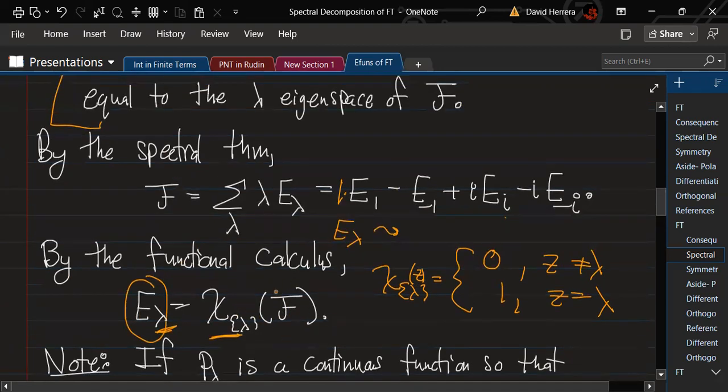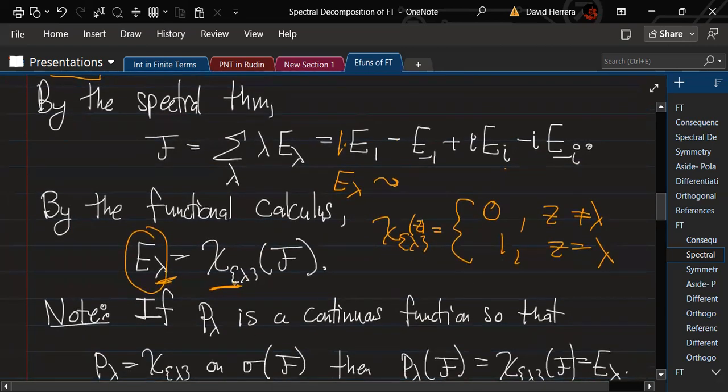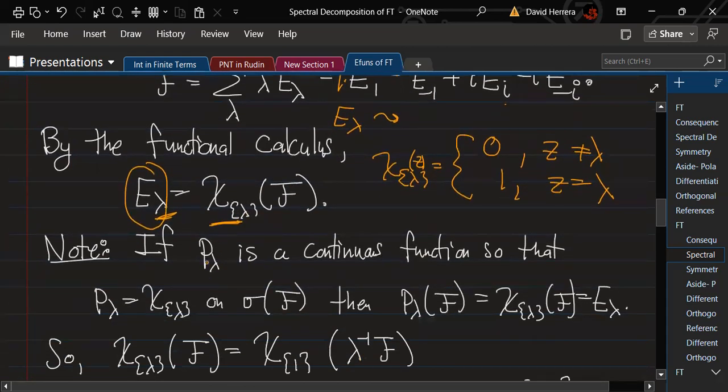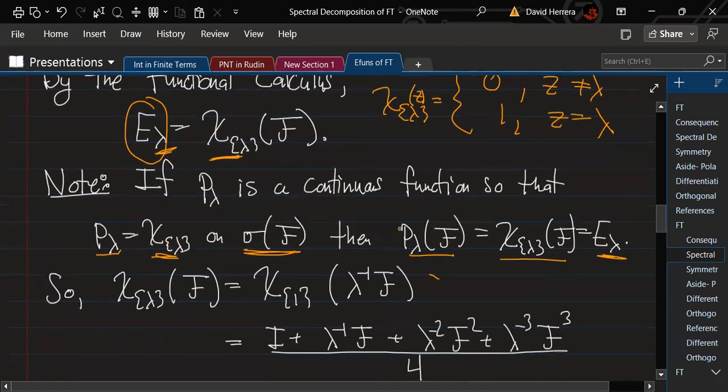Now, because the Fourier transform only has 4 points in its spectrum, plus or minus i, plus or minus 1, all I need is a continuous function p lambda that agrees with the characteristic function on the spectrum. Then p lambda of the Fourier transform will be the characteristic function of the Fourier transform, which is the spectral projection. So where would I get this p lambda from? Well, chi lambda of f is the function that is 1 on lambda and 0 otherwise.